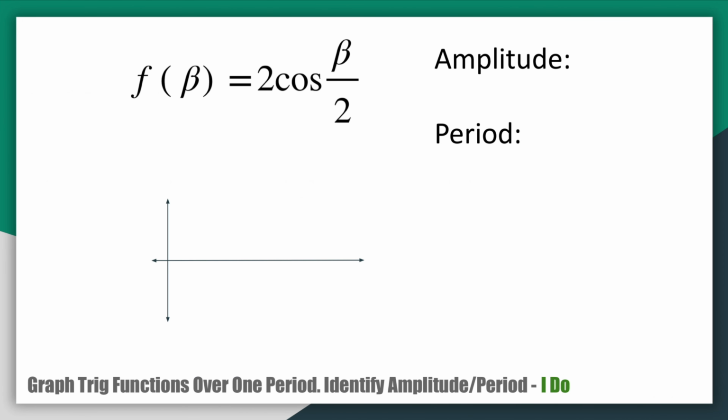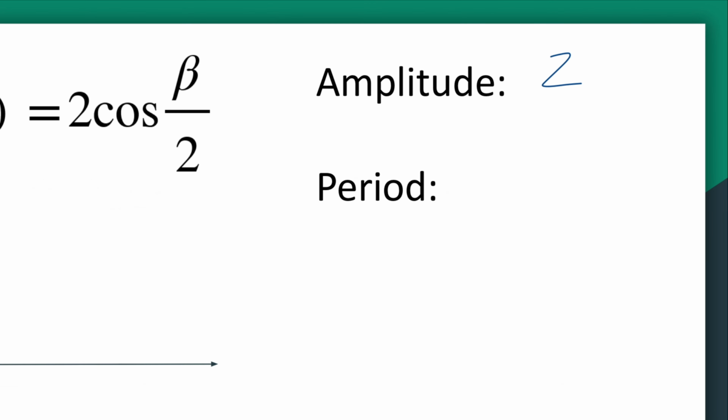All right, you guys, here is one for you to do, okay? Why don't you go ahead and give it a try, and then we will bring it back together. So pause it, give it a try. Okay, so hopefully you got this one. You identified that you had an amplitude of 2.